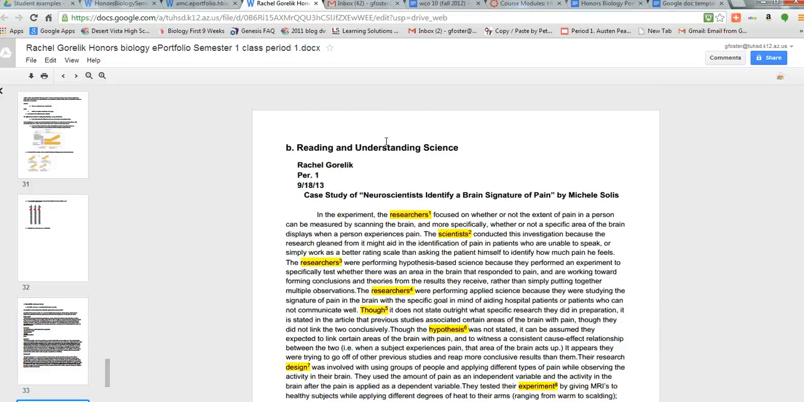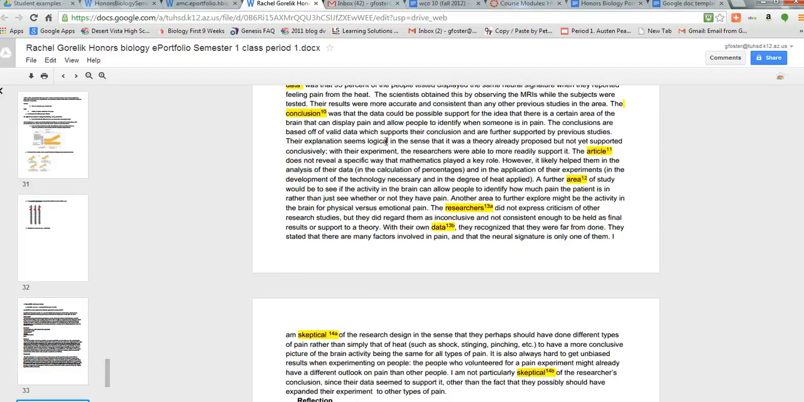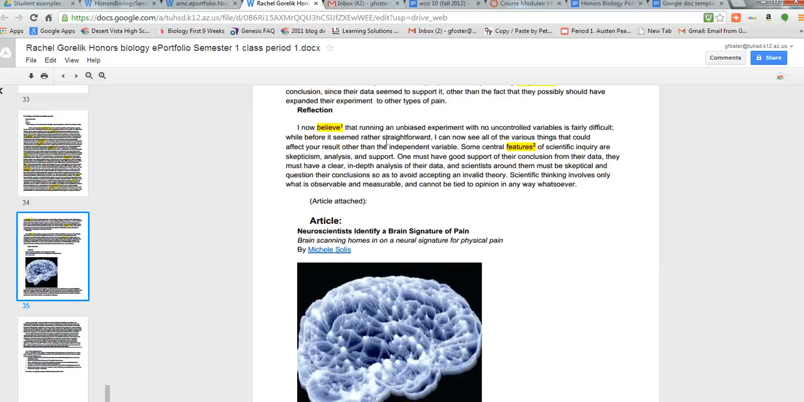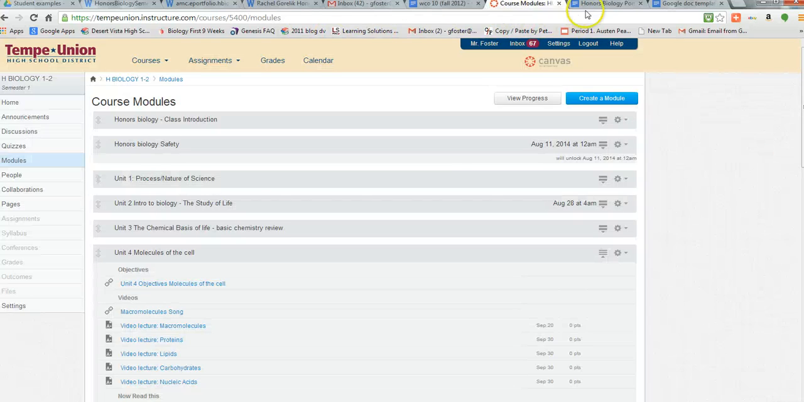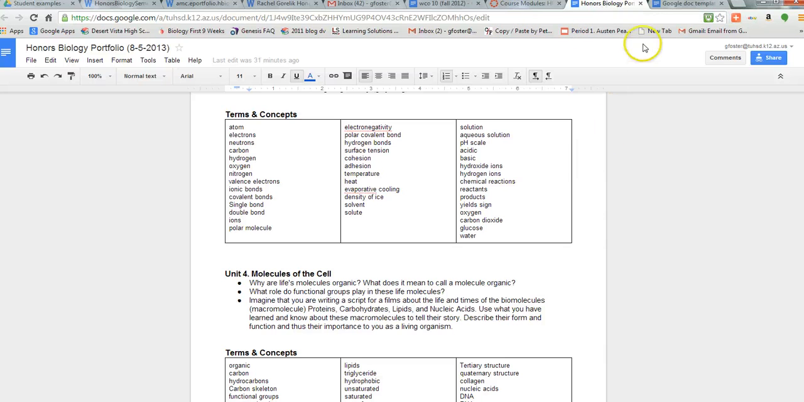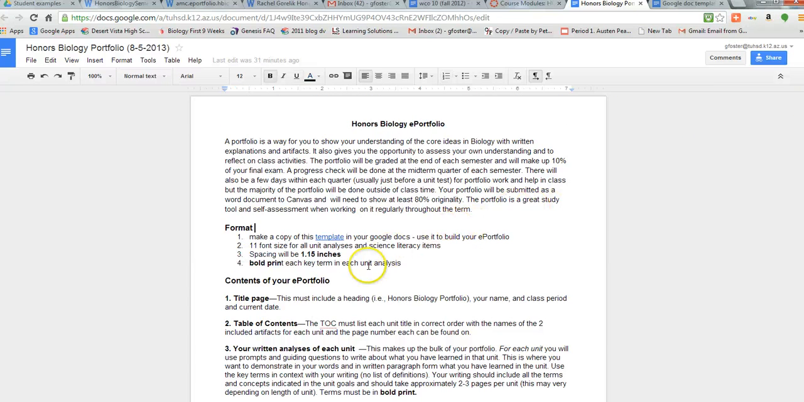And then she used her case study for the reading and understanding of science, and that is all listed in here also with the article. So done accurately. Very good. So hopefully this helps and you're getting a better idea of how to put together your ePortfolio, because we will continue doing this. And that's all.